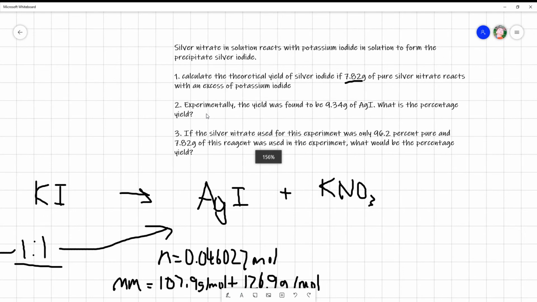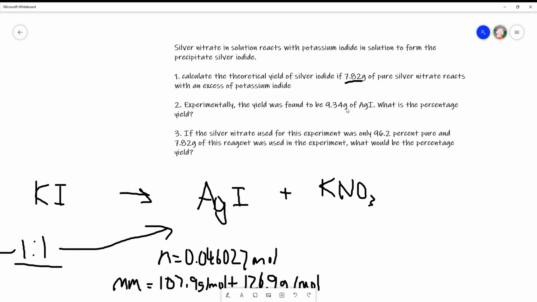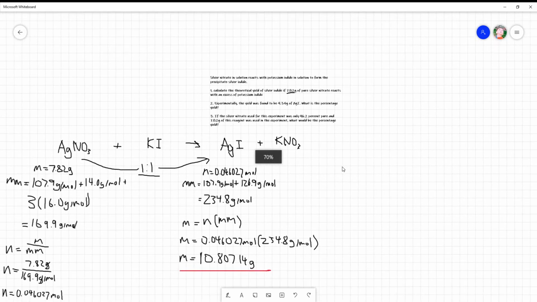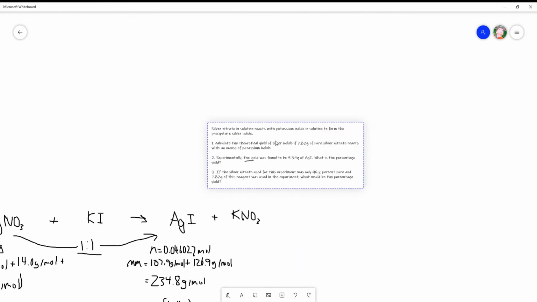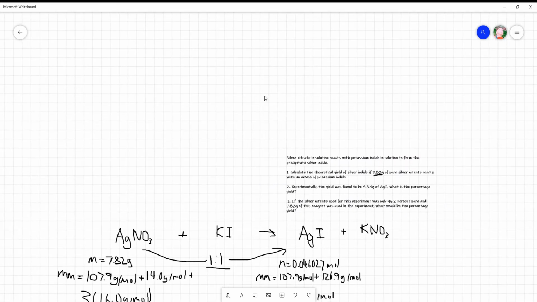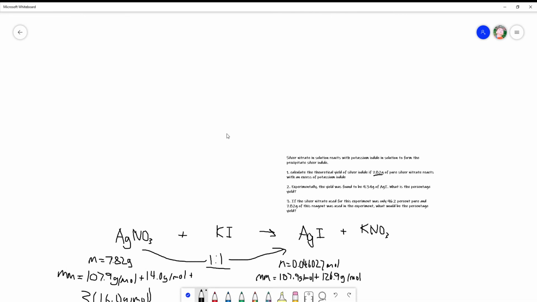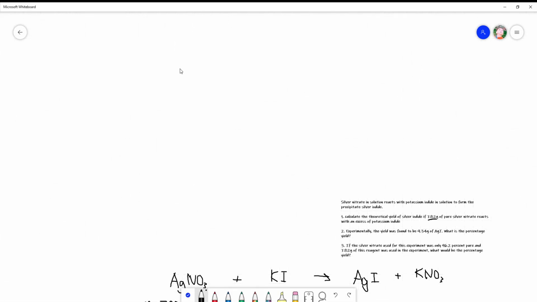So now the second question is, experimentally, the yield was found to be 9.34 grams of silver iodide. What is the percentage yield? So to find the percentage yield, we will need the experimental yield and the theoretical yield, and those are both given to us. So the percentage yield is calculated by taking the experimental yield and dividing it by the theoretical yield, and then multiplying it all by 100%.